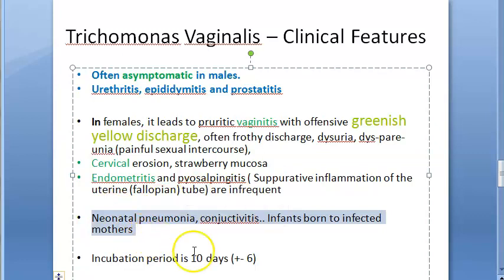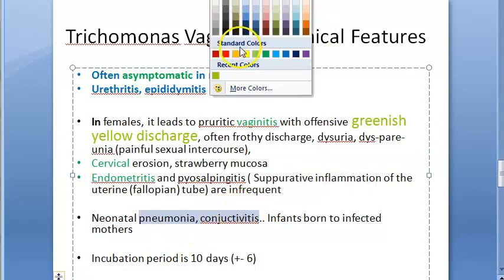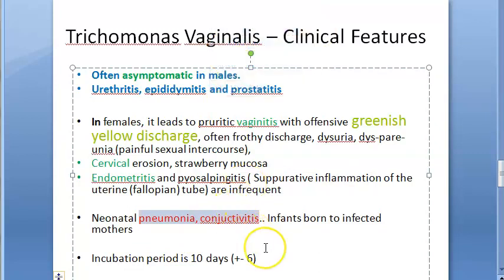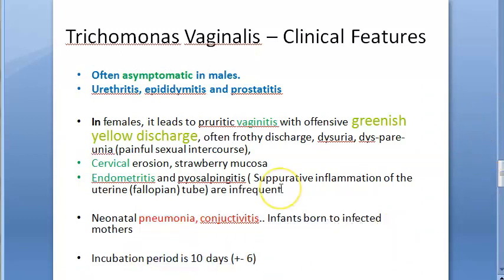Then coming to the neonates born to an infected mother, they can have pneumonia and conjunctivitis. So here you can see something very interesting: it is not only infecting the vagina or the genitals, it can also infect the lungs and the eyes. Incubation period, we already saw, is 10 days. We're just sticking to the old one, 10 days, plus or minus 6 days.